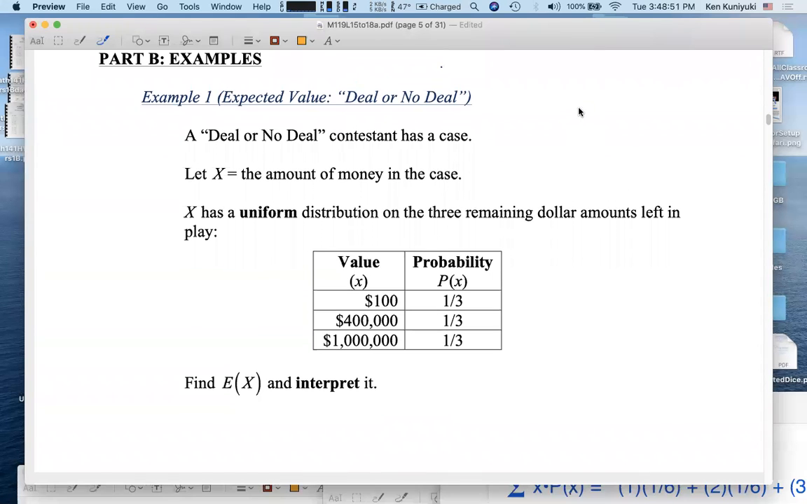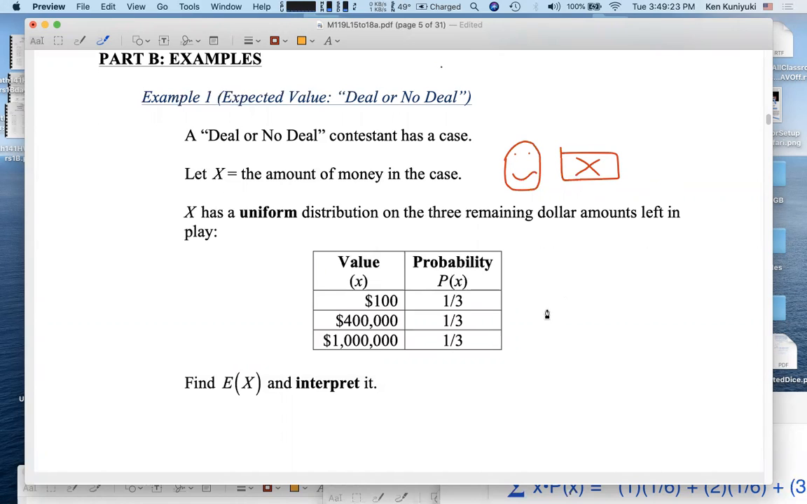Hi, everyone. Let's go back to example one, our Deal or No Deal example. Let's say that a Deal or No Deal contestant has a case. So here is the contestant's case, and here's the contestant next to the case, looking a little nervous, but mostly happy. And let X be the amount of money in the case. It's a random variable. We don't yet know what the value of X is.